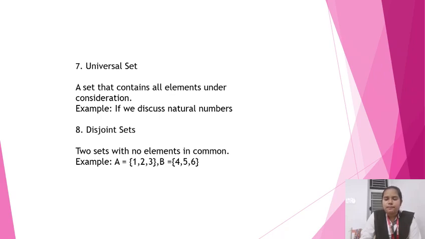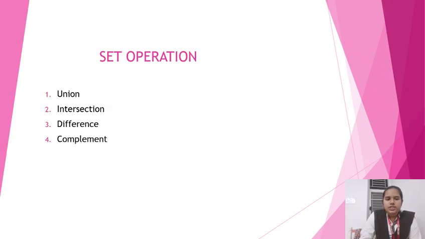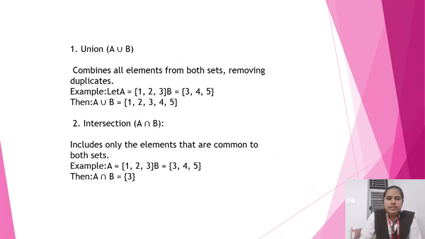Here we see some set operations. There are mainly 4 types of set operations. First one, union. Second one, intersection. Third one, difference. Fourth one, complement. Here we see about the first one, union. It is denoted by A ∪ B. It combines all elements from both sets.